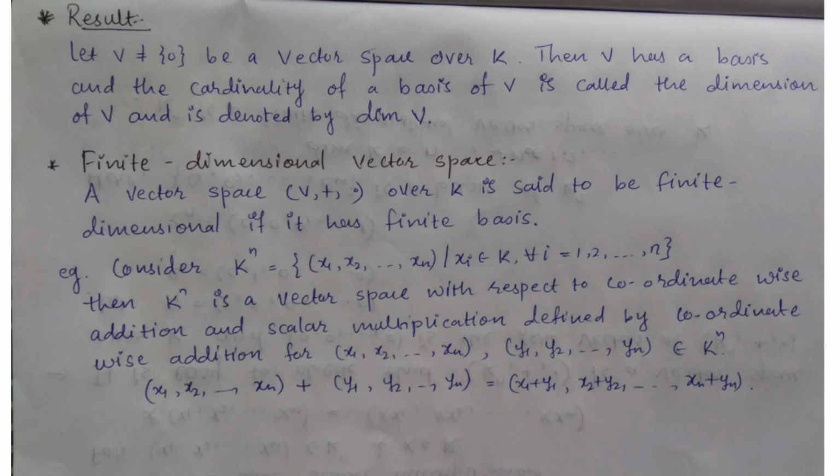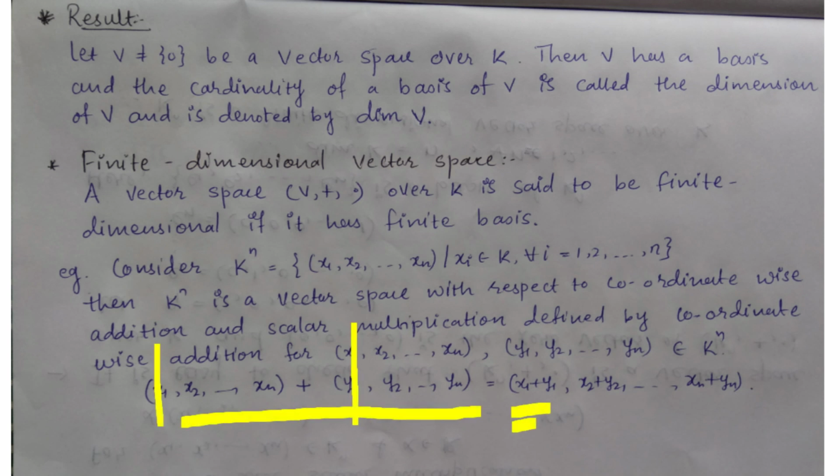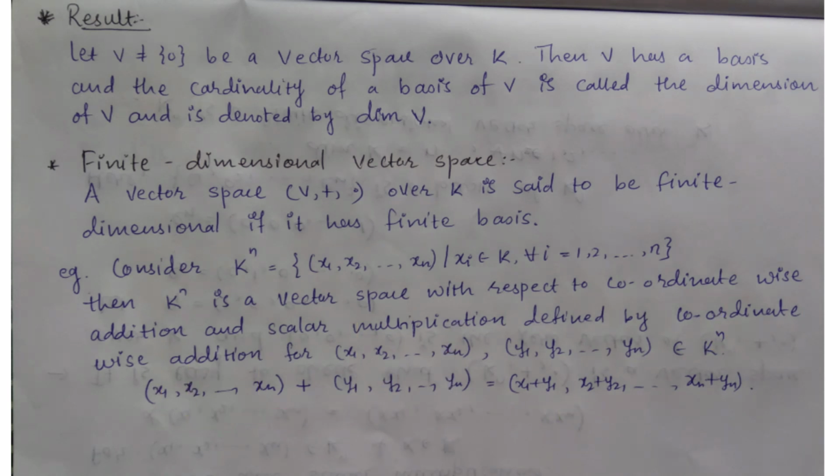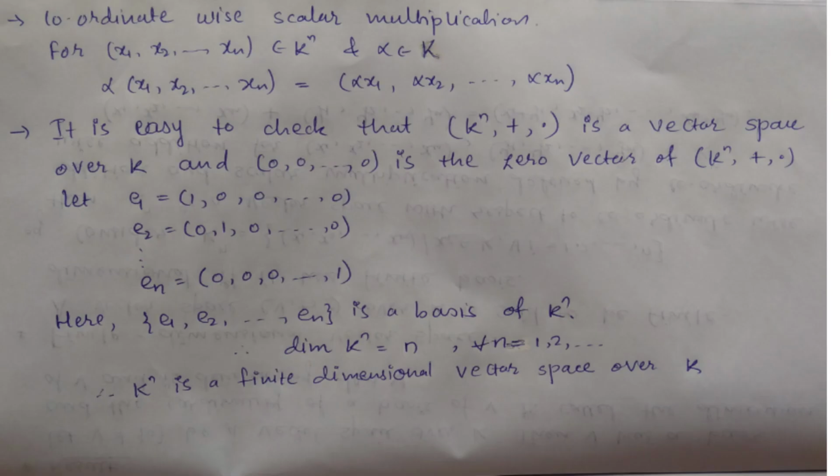So here you also define coordinate wise addition. For that I am taking two elements in this space Kn, x1 up to xn and y1 up to yn belonging to Kn. So coordinate wise addition is defined as first coordinate plus first coordinate, that is x1 plus y1. Here is second coordinate, take second coordinate, that is x2 plus y2, and so on. Last coordinate and last coordinate, so here is xn plus yn. This is coordinate wise addition. And next one is coordinate wise scalar multiplication.